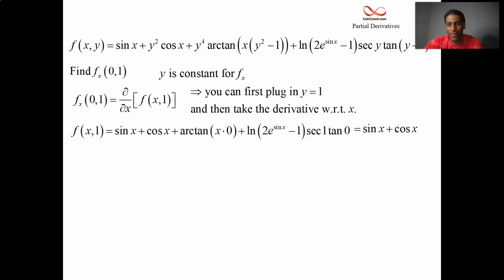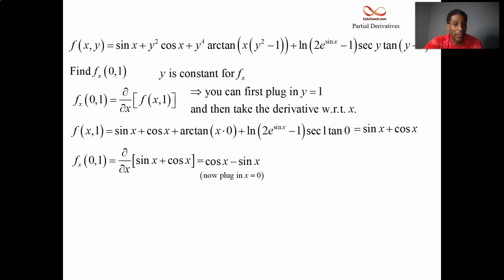Now you take the derivative with respect to x of that. And so you get cosine x minus sine x. Now you plug in x equals 0 into that. Cosine 0 is a 1, sine of 0 is a 0. The x partial of this ridiculously complicated function, evaluated at (0, 1), is just a 1.